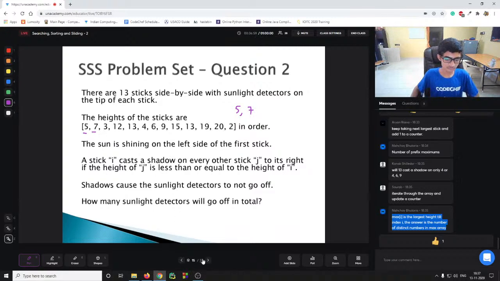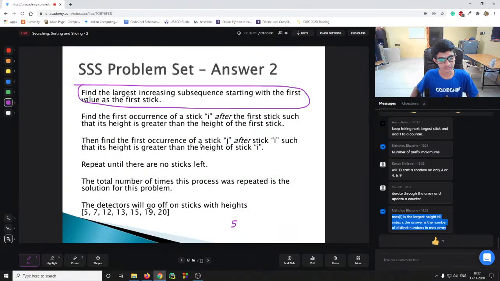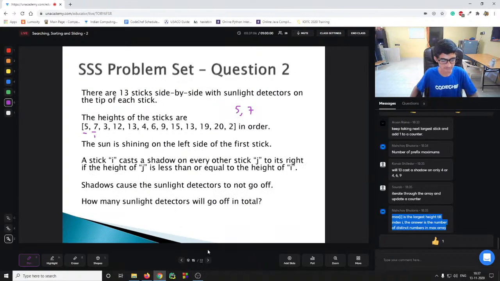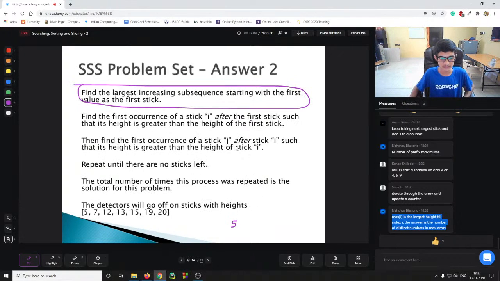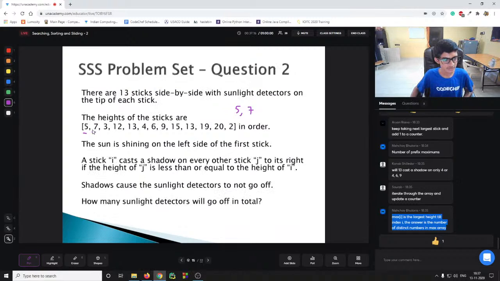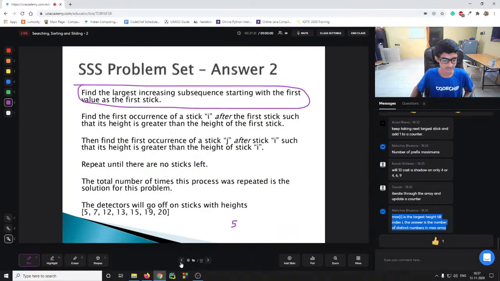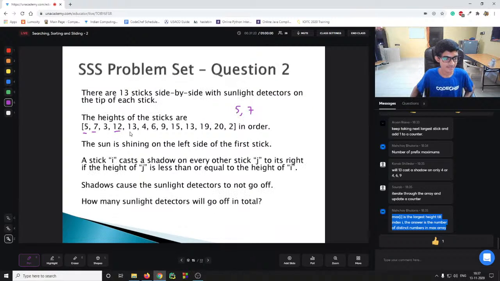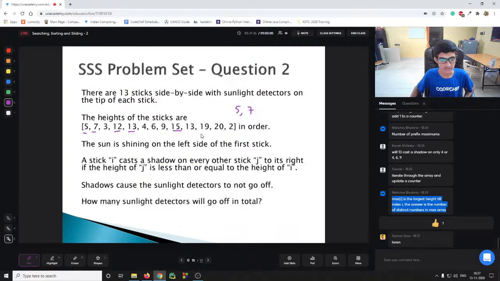Then find the first occurrence of stick j after stick i. So stick i is equal to 7, and find the first stick j after stick i such that its height is greater than the height of stick i. So basically the next greater value is 12, and repeat the process. Repeat until there are no sticks left. So basically you just have to take 5, 7, 12, 13, 15, 19 and 20. These are the answers. So for these types of problems, the best way is to visualize the answer.